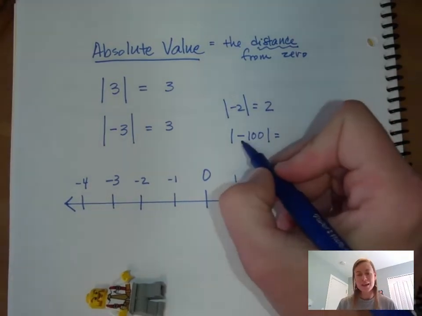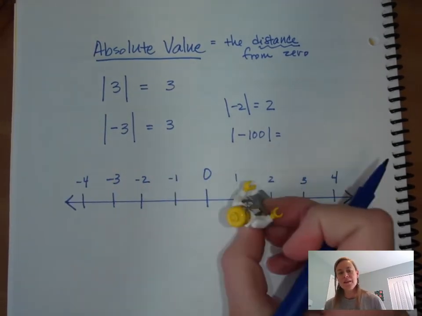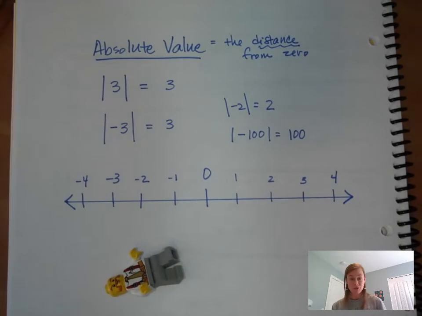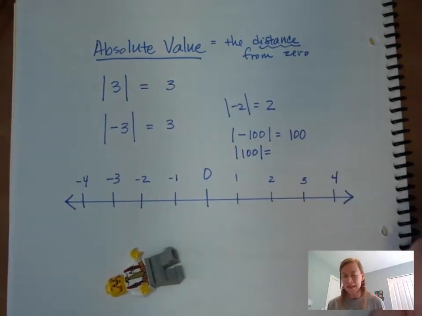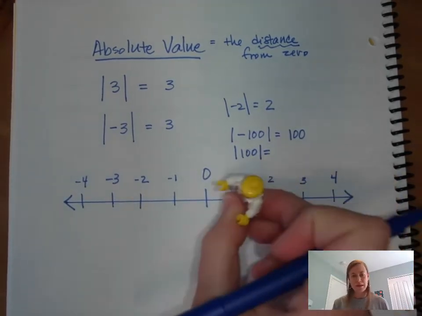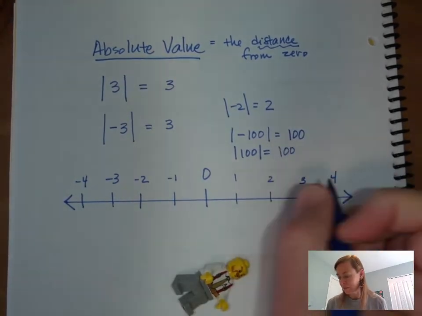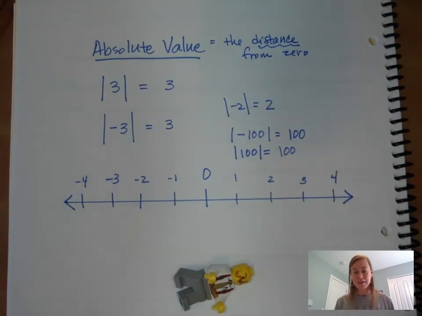So the absolute value of -100, if we had -100 on this number line and we walked our Lego guy the whole way, it would be 100 spaces. So the absolute value of -100 would just be 100. But what about the absolute value of +100? What do we need to make that? Well, think about if we had a +100 here and we walked 100 spaces, it would still just be 100. We don't need to add a negative or anything. So whatever number is inside those absolute value bars, you're just going to make it positive. If it's already positive, leave it positive. If it's negative, you're going to make it positive.